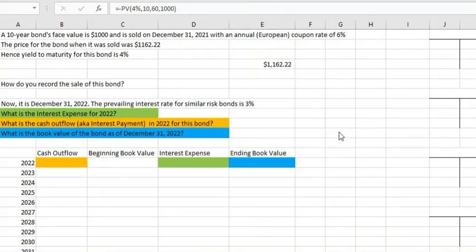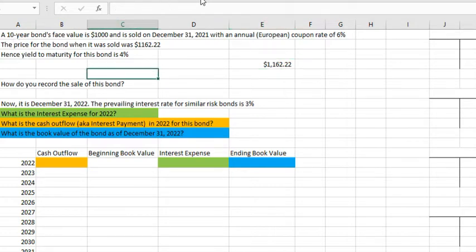Hi everyone, in this video we are going to start analyzing bonds, long-term liabilities, and specifically bonds: how we record interest expense, what it means that it's an interest payment, and how we record the book value of a specific bond.